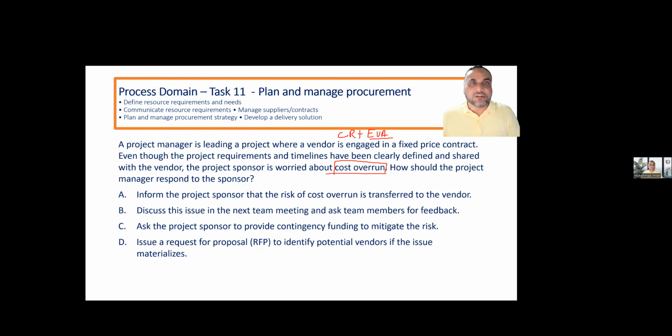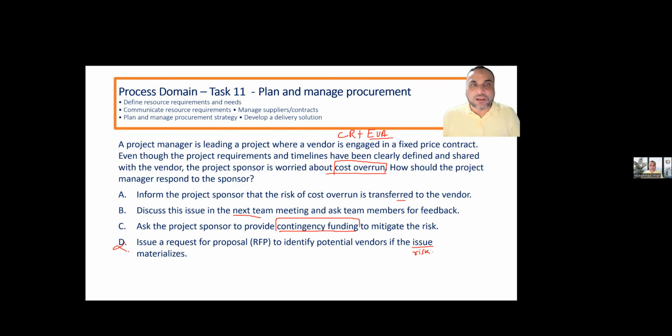Inform the sponsor that the risk is transferred to the vendor. Discuss the issue in the next meeting. Ask the sponsor to issue a request for proposal to identify potential vendors if the issue materializes. If the risk materializes, will that be a better option, right? So the wording is wrong. D is out of the league.